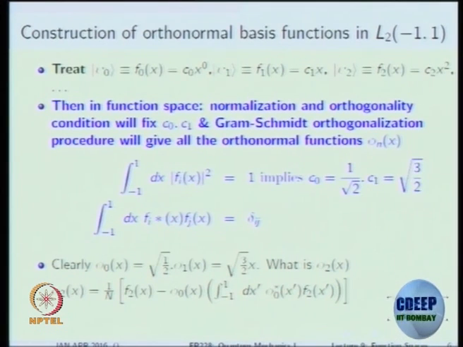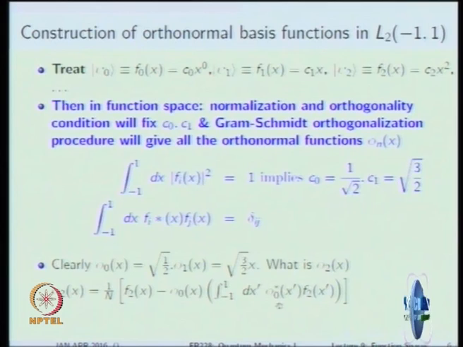So the same procedure. Take the f2 function, subtract out phi naught of x, that's the projection along phi naught in the function space. So the inner product will be replaced by an integration. x is a dummy variable, so I call it x prime because I already have an x here, don't want to confuse. Is that okay? -1 to +1, because that's the vector space of square integrable functions, L2 of -1 to +1.